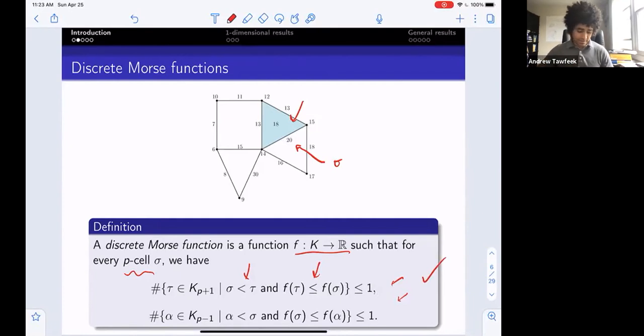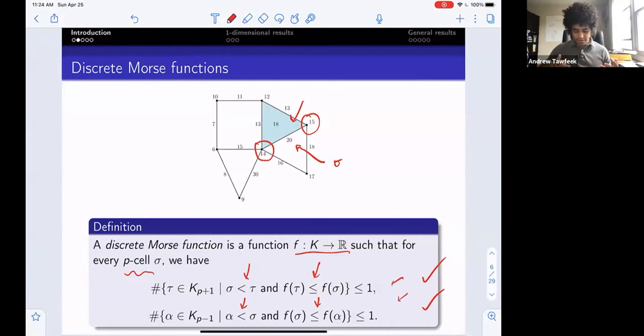The second condition says the lower dimensional neighbors of sigma, at most one of them can have a value that is higher than or equal to sigma. In this case, these are the two lower dimensional neighbors. Both of them are less than 20, which is fine. The first set just has cardinality 0. And we'd go through and check these conditions at every single cell. And if it was satisfied, this would be a discrete Morse function on your simplicial complex. And discrete Morse functions are the main thing people concern themselves with in discrete Morse theory.